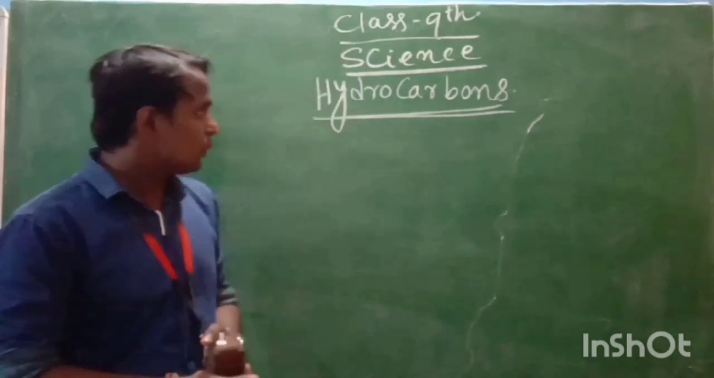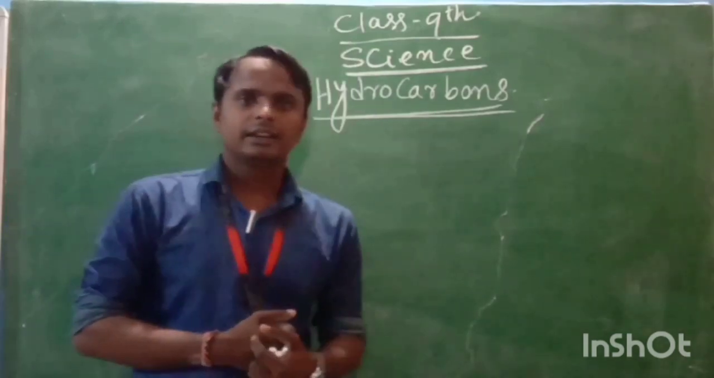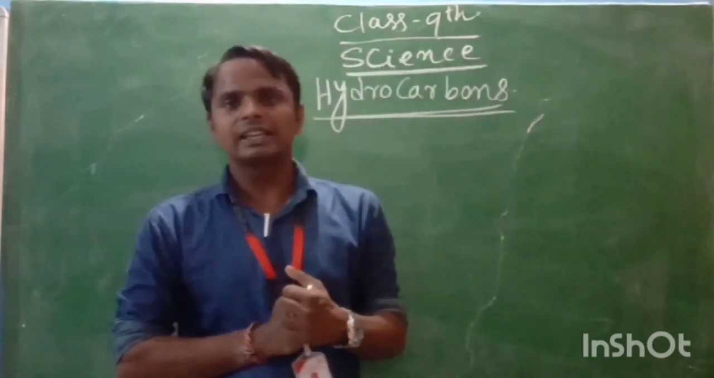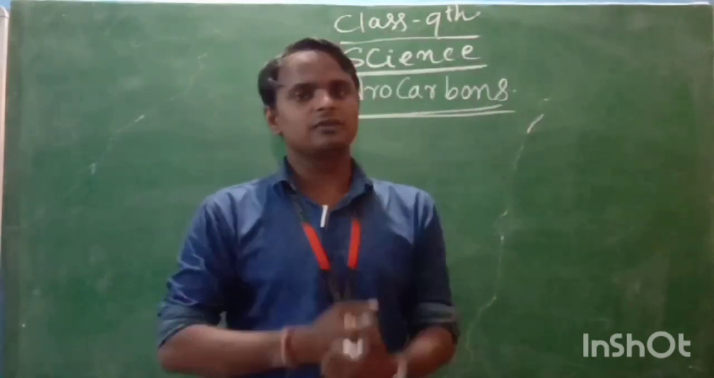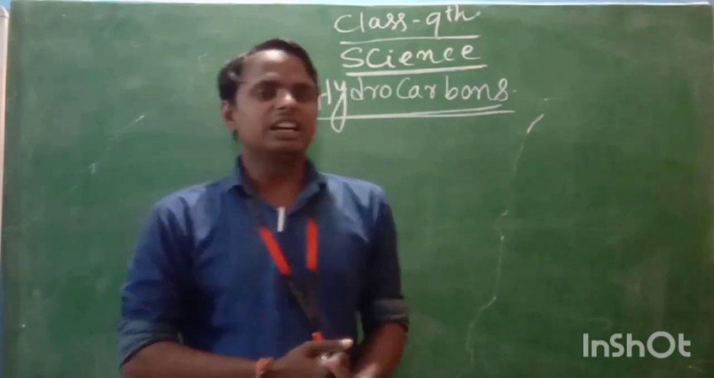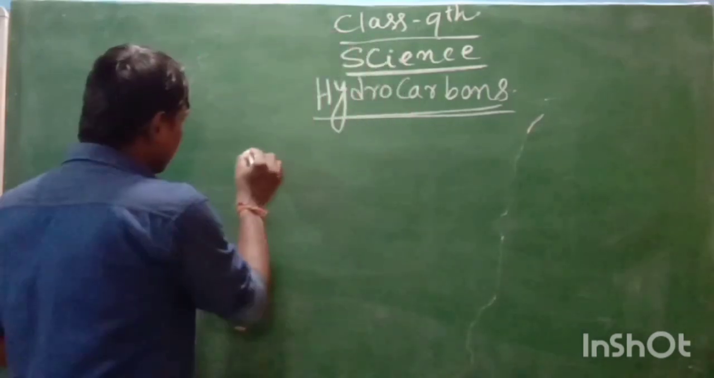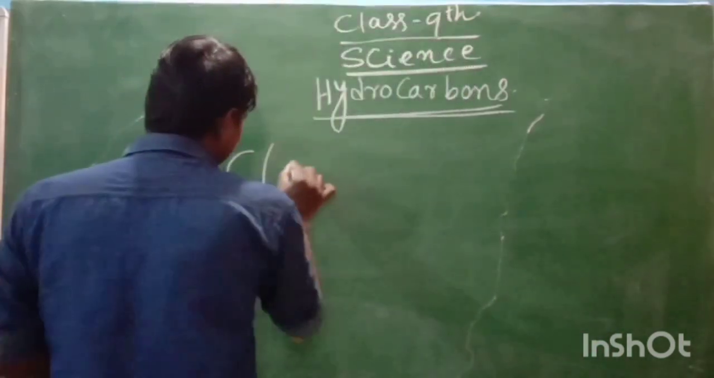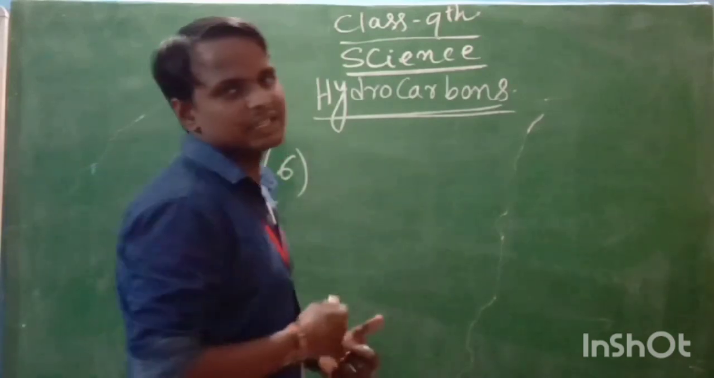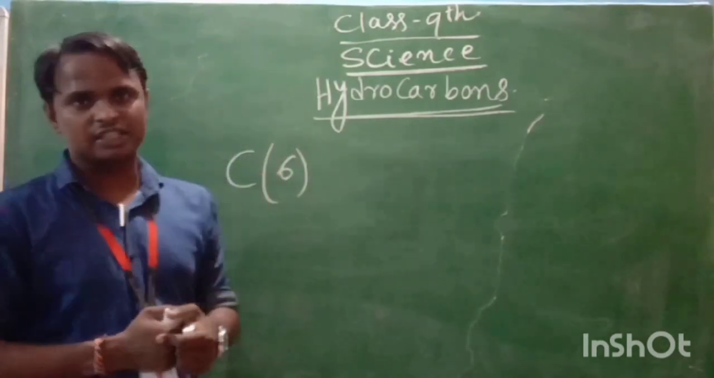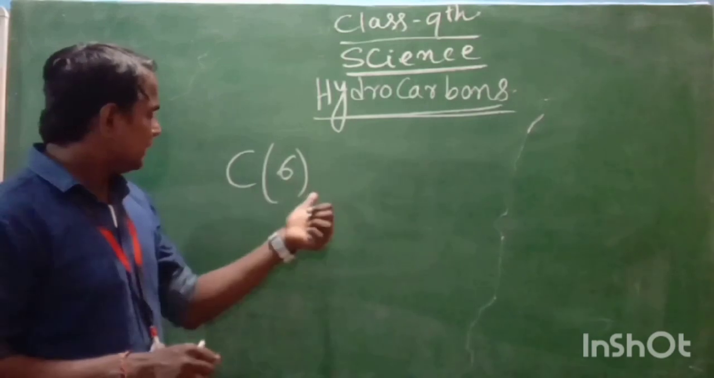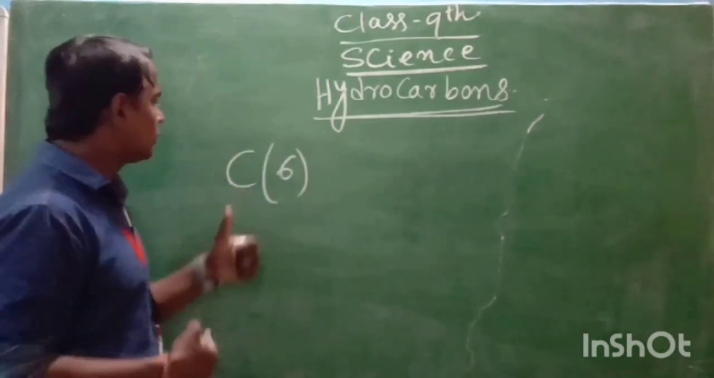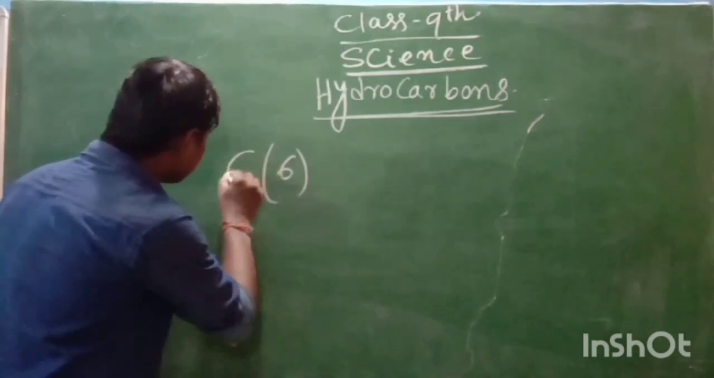So, first we know about carbon. First we know about carbon, then we explain the full chapter. Let's start from carbon. Carbon has atomic number 6. In the previous video, in the chapter atomic structure, we explained atomic number, electronic configuration and valency. Here we also do the same things.